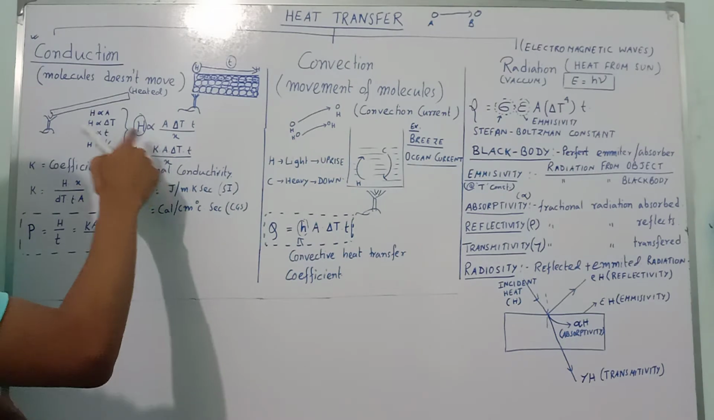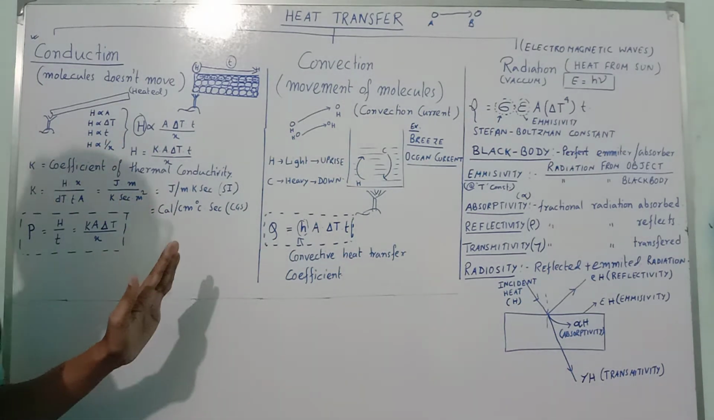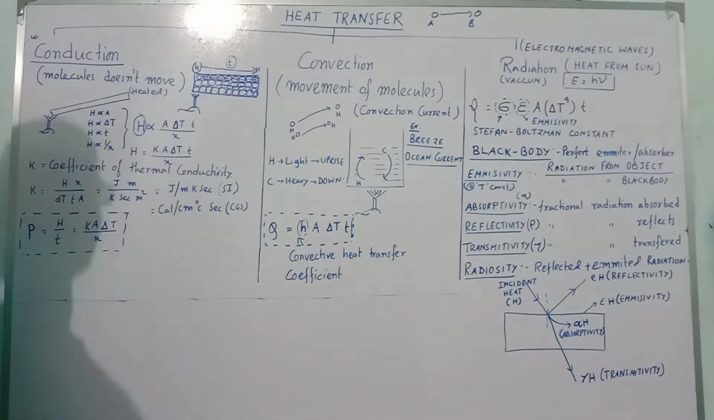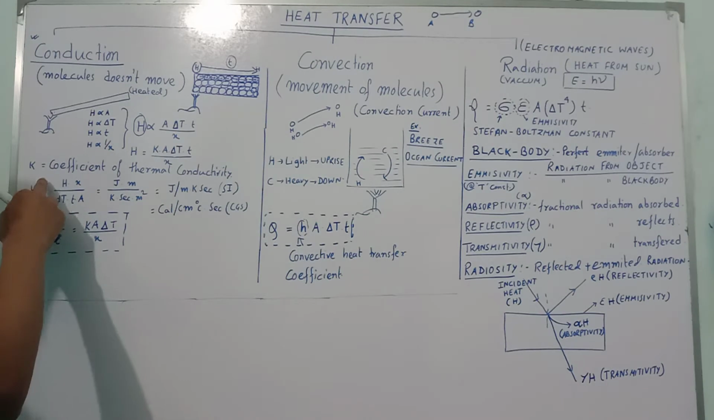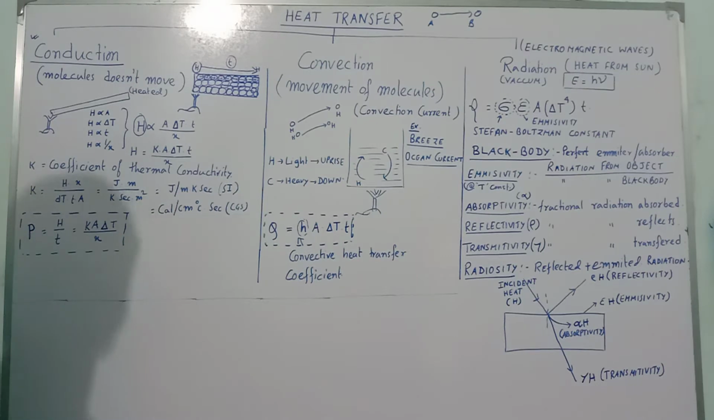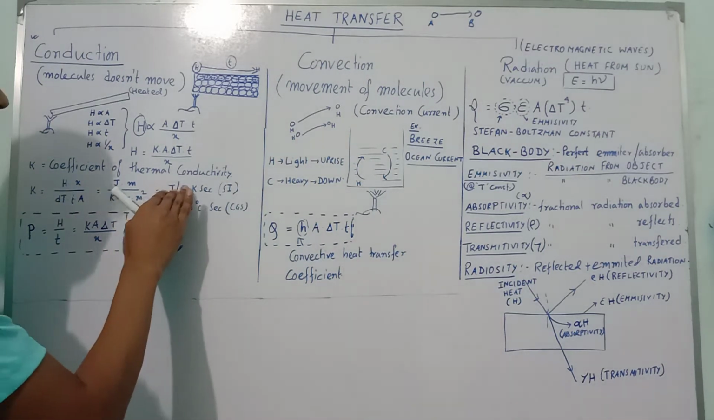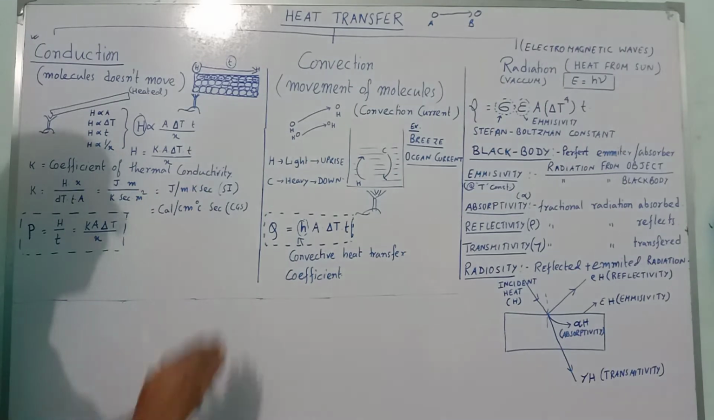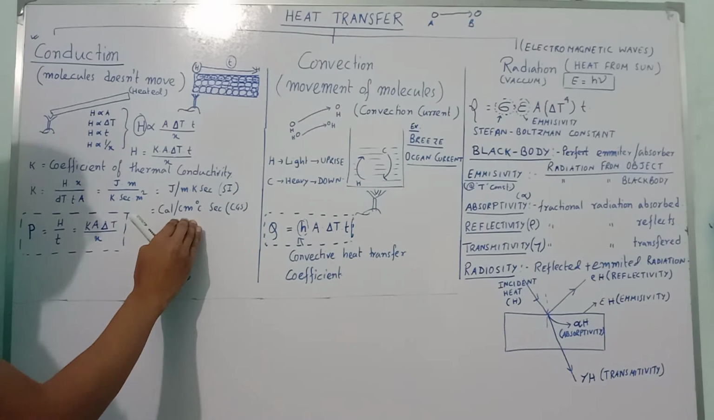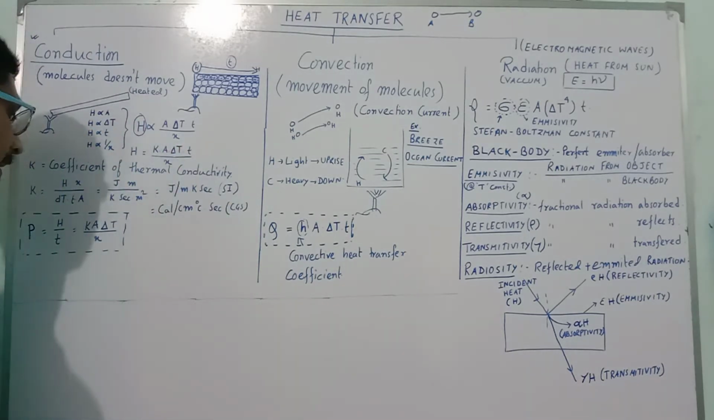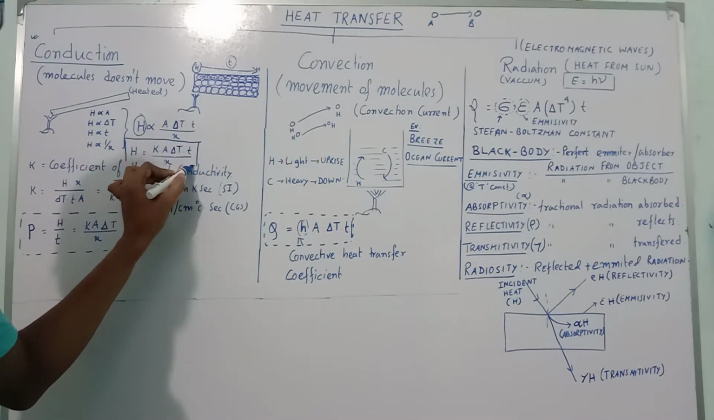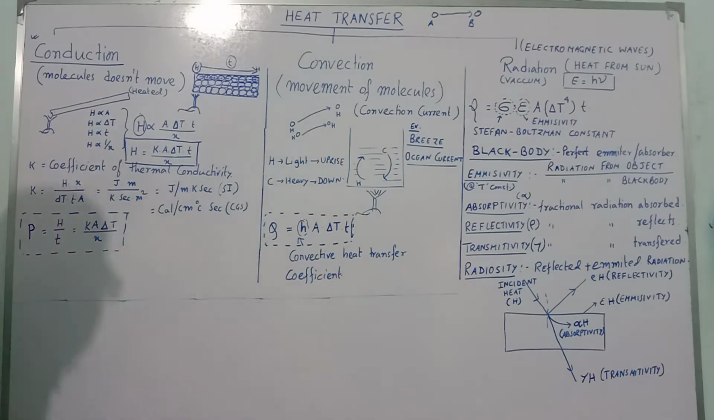Now that constant K is called coefficient of thermal conduction, or it is also mentioned as thermal conductivity. So what is K? K will become H into x by delta T into small t into capital A. So the unit of K will become joule per meter Kelvin second. This is the SI unit, whereas in case of CGS, the unit will be calorie per centimeter degree Celsius second.